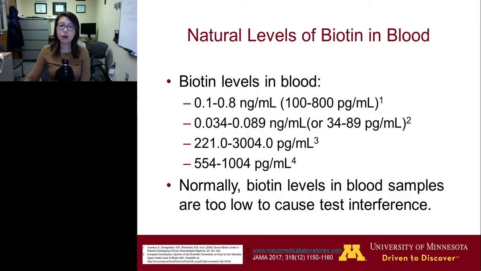You may wonder, okay, so the story is that when you take a high dose of biotin, it would interfere with lab tests. So what about the natural level of biotin in blood? The natural blood level of biotin is actually very low, in the range of nanograms per mL, and that is usually too low to cause any interference.